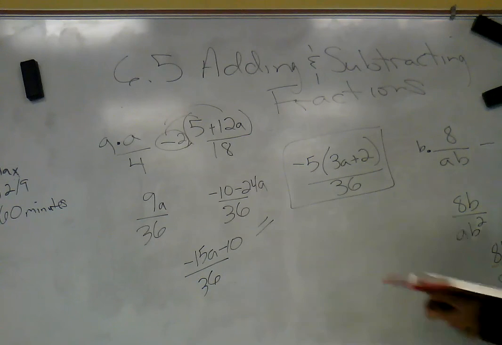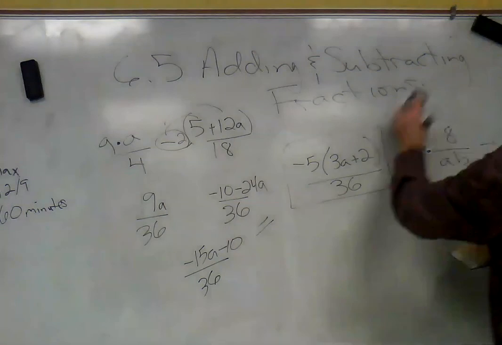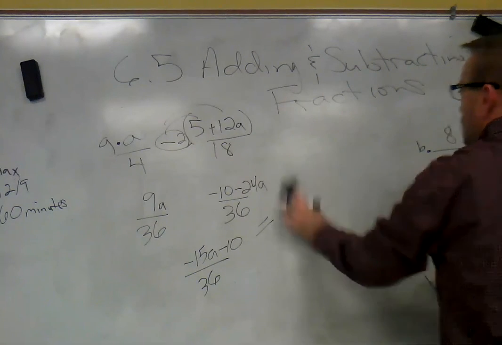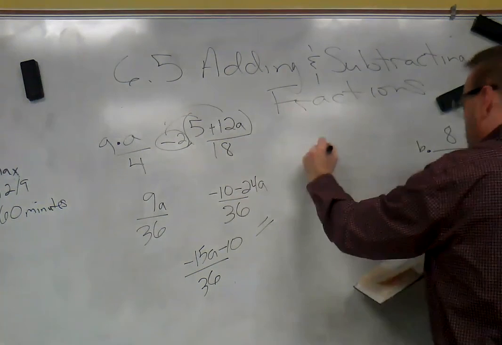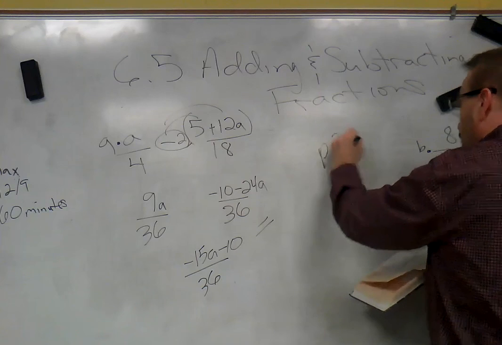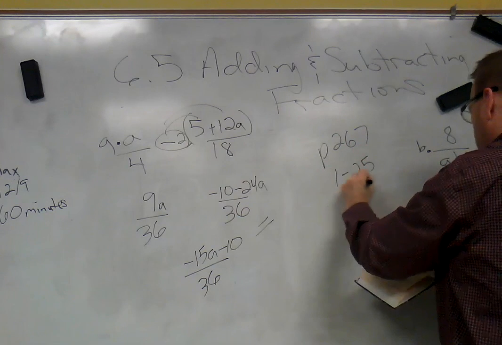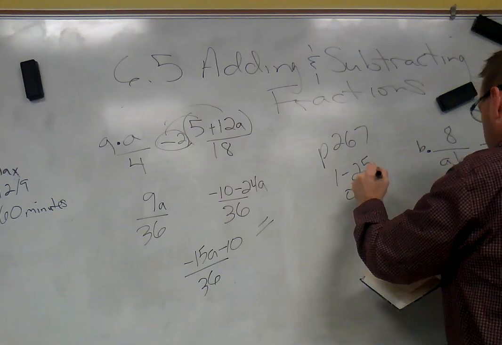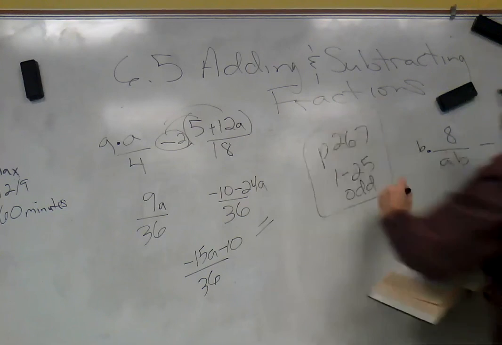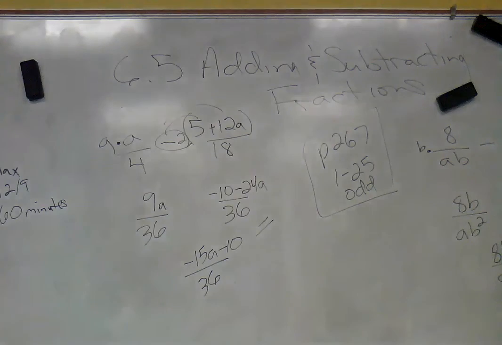All right, so what are you going to do for me today? So the denominators work real bad today. Tomorrow they're going to get more difficult. But for today, 1 to 25 odd on 267. 1 to 25 odd 267.